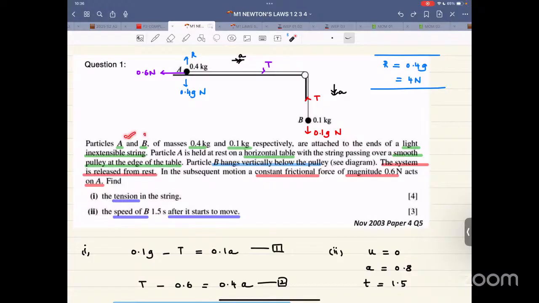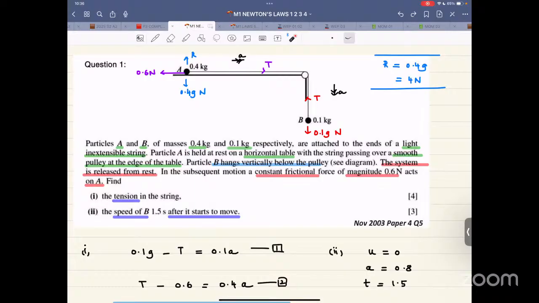It says particles A and B of mass 0.4 and 0.1 kg respectively are attached to the ends of a light inextensible string. Particle A is at rest on a horizontal table with the string passing over a smooth pulley at the edge of the table. Particle B hangs vertically below the pulley. The system is released from rest. Subsequent motion, a constant frictional force. So there is a constant frictional force or resistive force. Find the tension. Find the speed of B, 1.5 seconds after it starts to move.